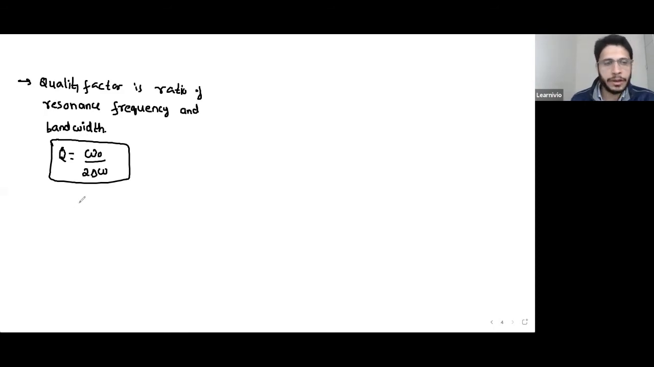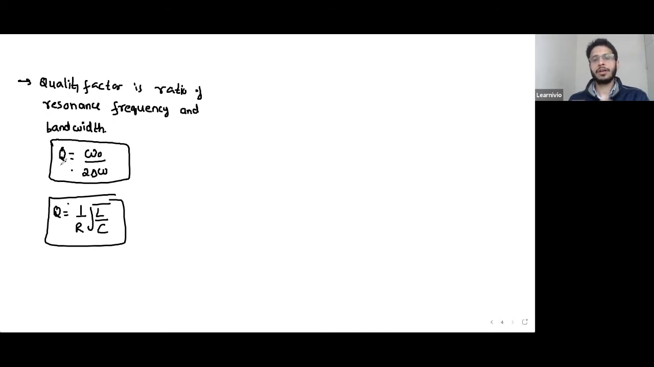There's one more expression of quality factor, which is basically 1 by R root over L by C. Now, there is one small calculation to derive this expression from this definition. So we have to derive this particular expression from the definition of quality factor, that is, how resonance frequency by bandwidth is actually equal to 1 by R root over L by C. Okay, we start this derivation using the expression of current.